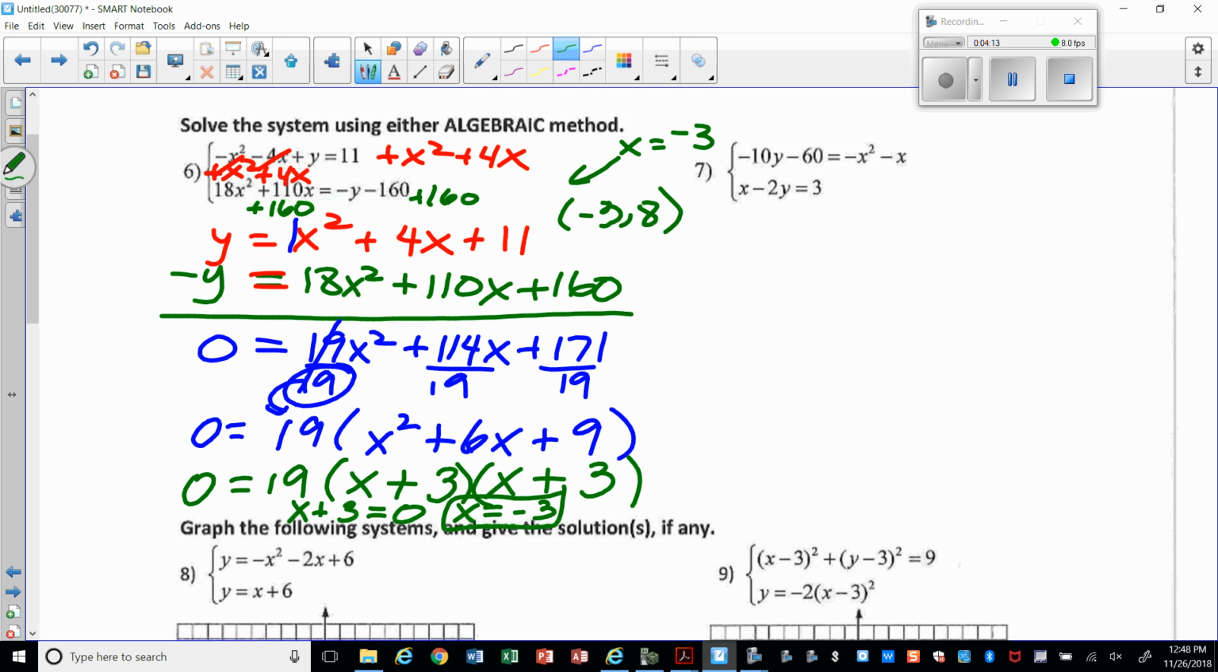And remember, this was a double root. So those are my two solutions. I have two quadratics, so I have one going up, right, and one going down. And then they would intersect in this one spot. I only have one solution there.